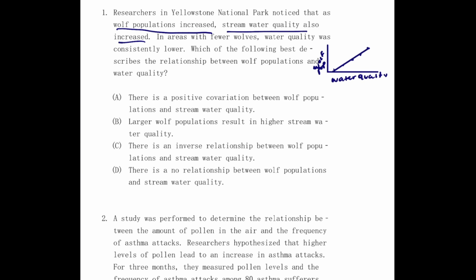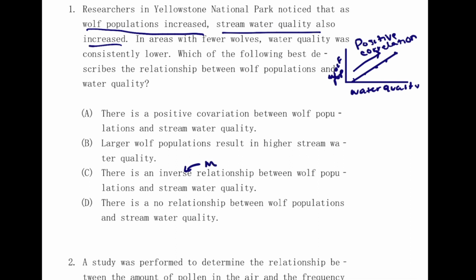You're going to want to know what a positive correlation is and a negative correlation. You're going to want to know what an inverse relationship is. An inverse relationship is also when something increases, the other decreases. So we know that it's not D. That doesn't make sense. We know that it's not C because they're both increasing.